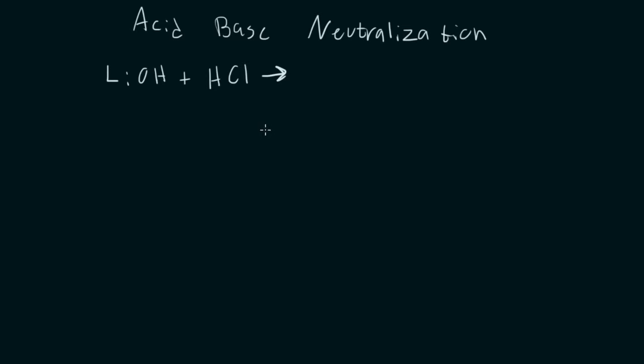Now that we know how to name an acid, we're ready to actually look at a neutralization reaction. Just like we did with the precipitation reactions, we're going to want to look at the reaction mechanism that's occurring here. If I've got lithium hydroxide in solution, it's going to look like this. I'm going to have Li+ over here, OH- over here, with that oxygen having extra electrons. And then I'm going to have an HCl.